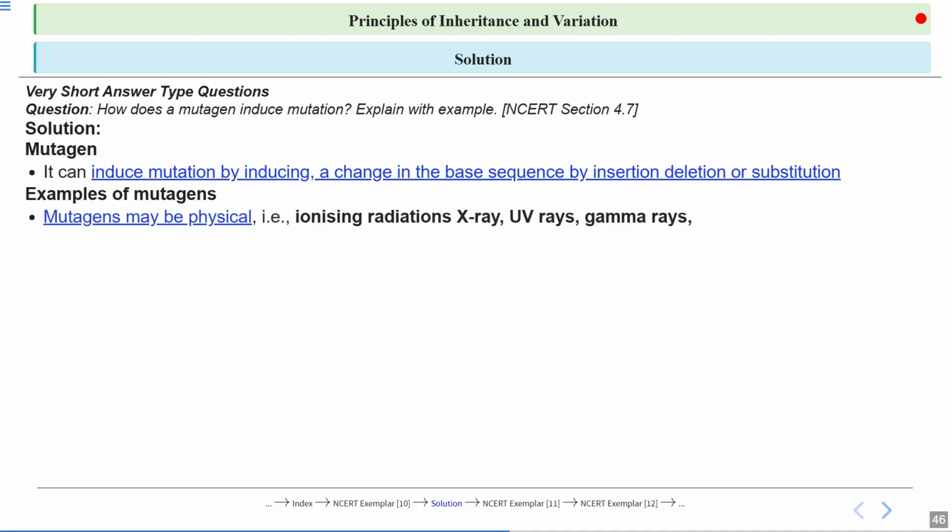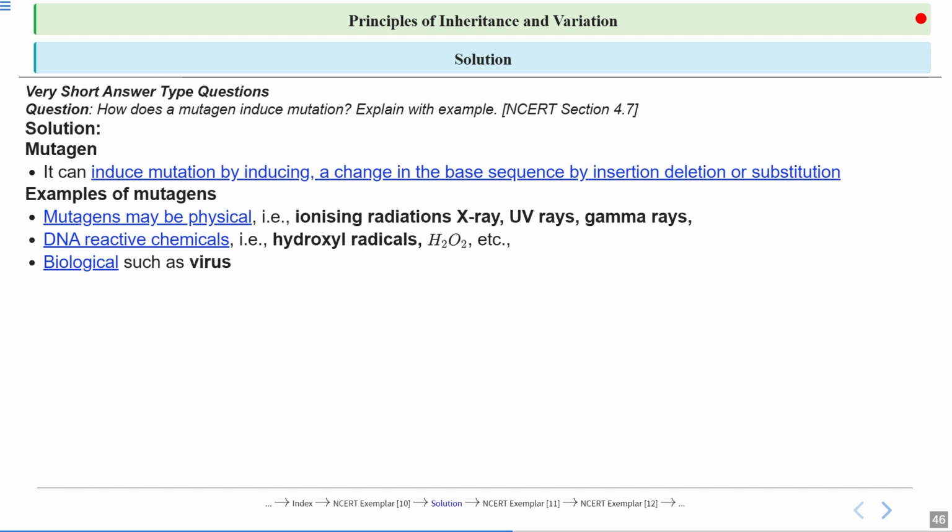Mutagens may be physical, for example, ionizing radiation, X-rays, UV rays, gamma rays. They can be DNA reactive chemicals, for example, hydroxyl radical, peroxide, H2O2. H2O2 is hydrogen peroxide. So these molecules can also cause mutations. They can react with DNA and cause mutations. Now, there are some viruses also which can cause mutations. So there are three kinds of mutagens: physical mutagens, chemical mutagens, and biological mutagens.